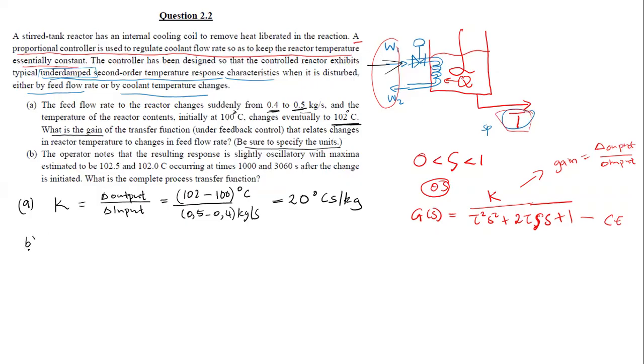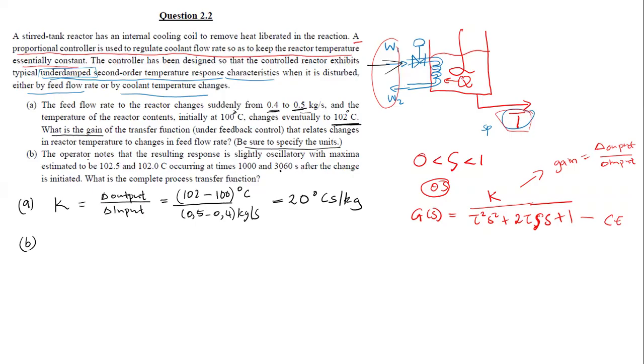And then now we're going to move to question number B, where it says the operator notes that the resulting response is slightly oscillatory with maximum estimated to be 102.5 and 102.0 degrees Celsius, occurring at times 1000 and 3060 seconds after the change is initiated. What is the complete process transfer function? Right, so now apparently there is an oscillation with maximum.